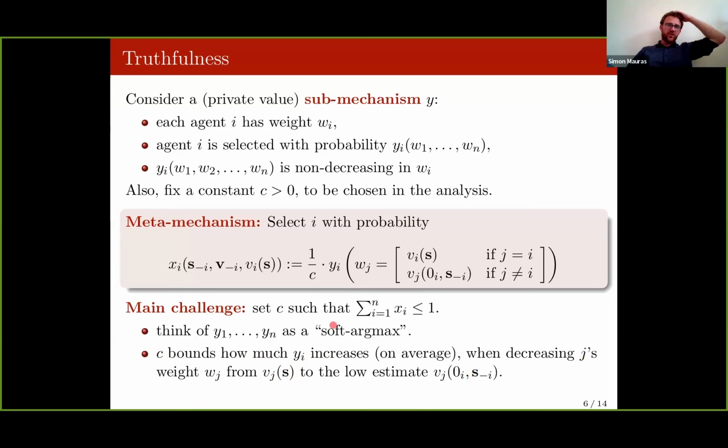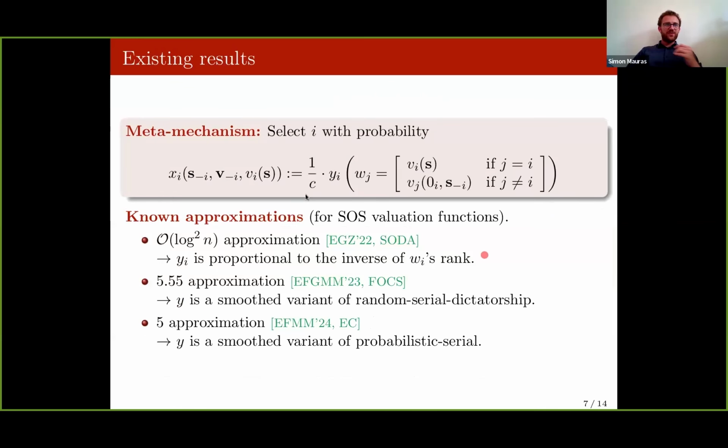So this is a construction that satisfies the sufficient condition. And if we choose c in the correct way, it will be feasible. And if also the mechanism itself is well designed, we might be able to prove some approximation guarantees. Okay, so let me directly jump to the known results. So all of these three results are following this framework of a meta mechanism using some sub mechanism.